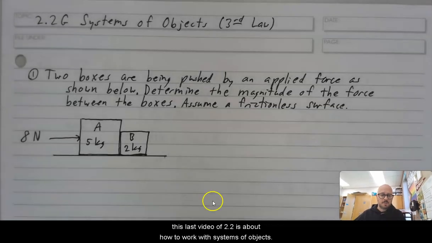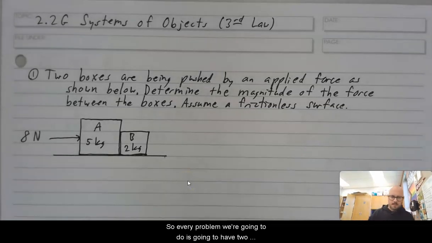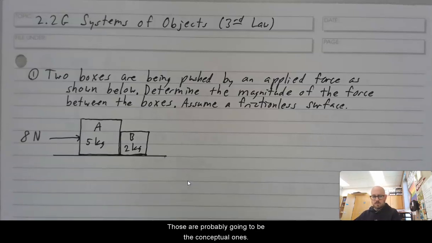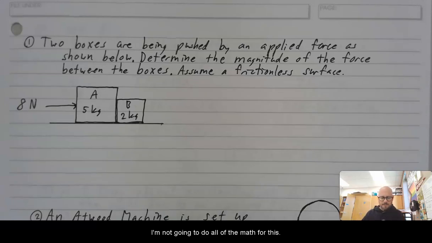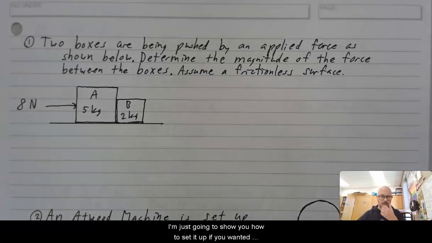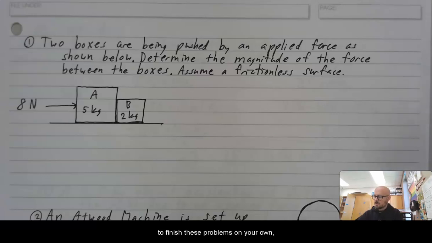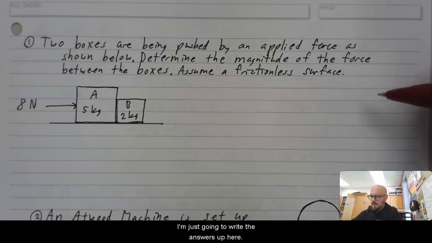All right, folks, this last video of 2.2 is about how to work with systems of objects. Every problem we're going to do is going to have two objects, and you might find problems with more. Those are probably going to be the conceptual ones. I'm not going to do all of the math for this. I'm just going to show you how to set it up. If you wanted to finish these problems on your own, I'm just going to write the answers up here.